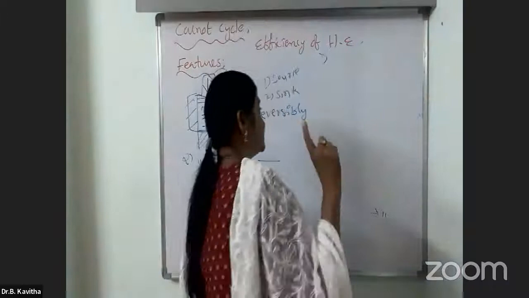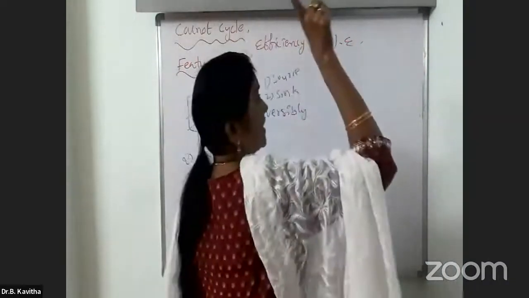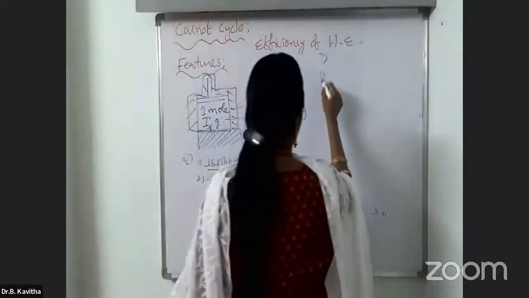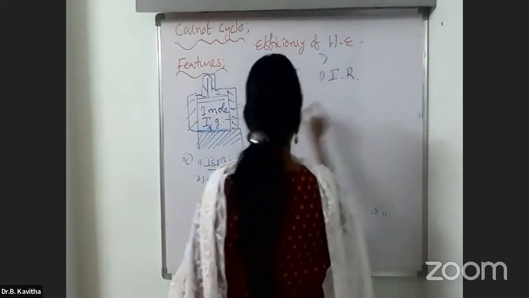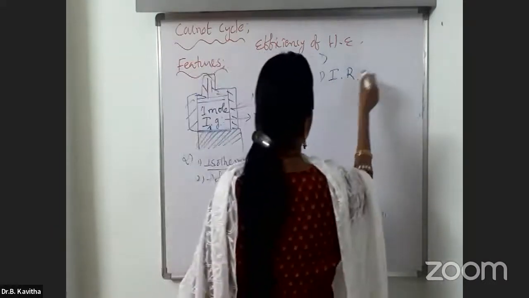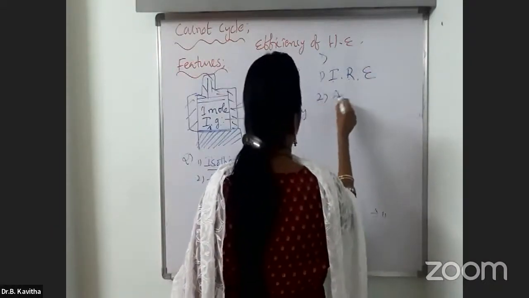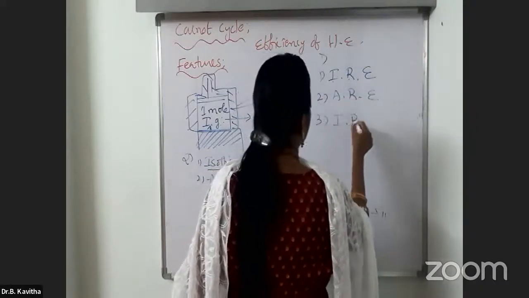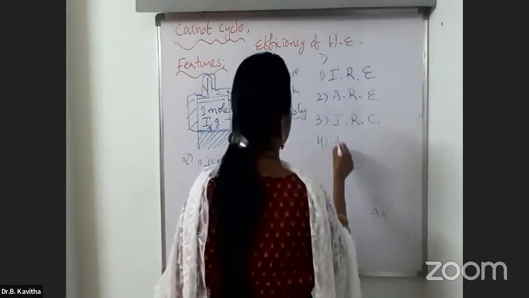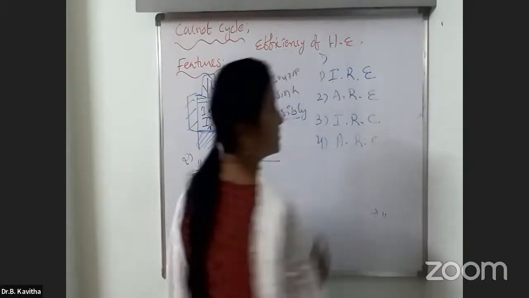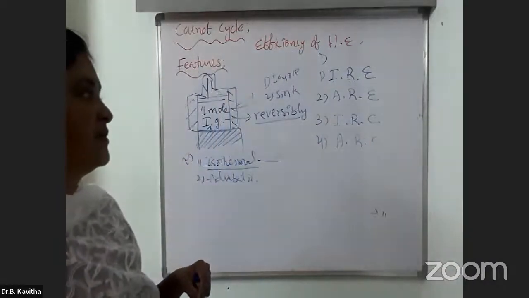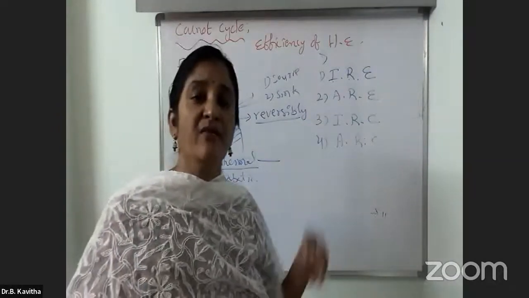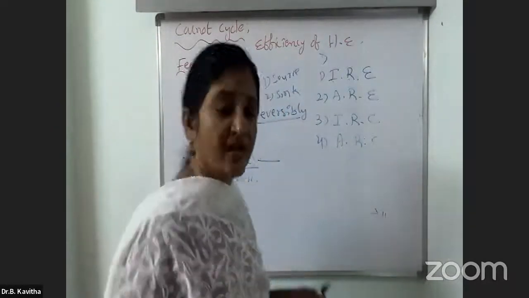A complete Carnot cycle consists of 4 operations. What are those? One is isothermal reversible expansion. The second one, adiabatic reversible expansion. The third one is isothermal reversible compression. And the fourth one is adiabatic reversible compression. So a complete Carnot cycle consists of 4 sub-operations.